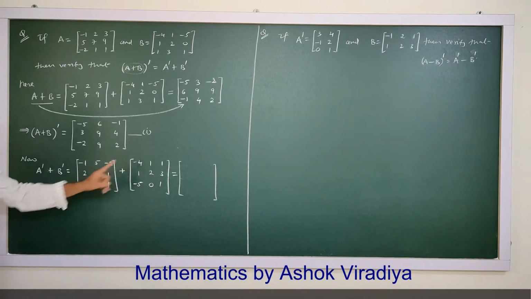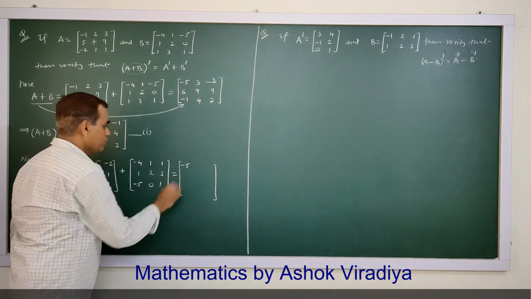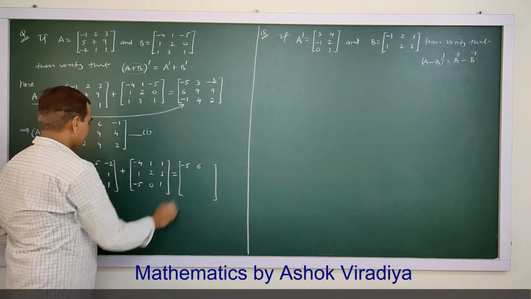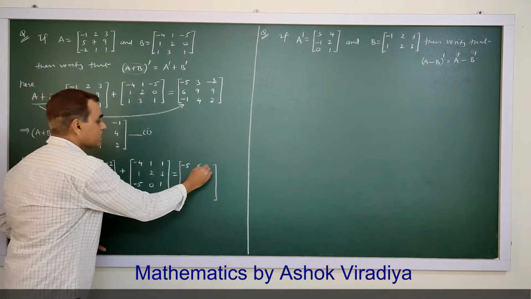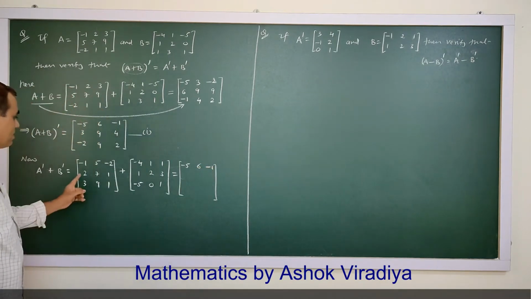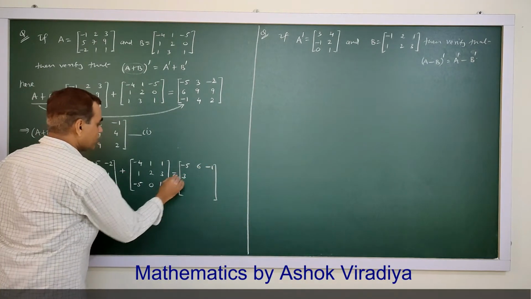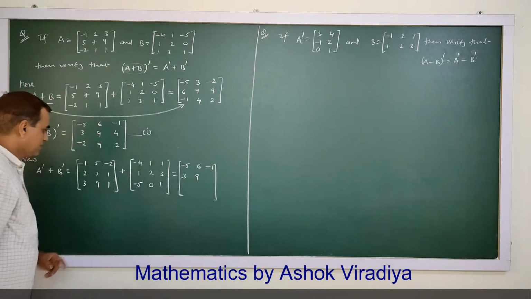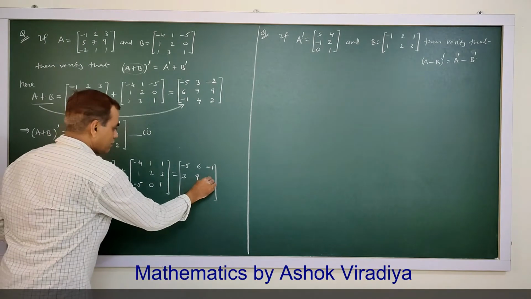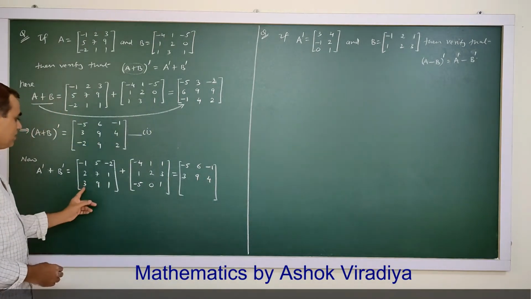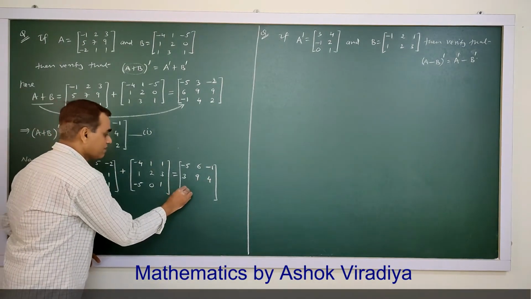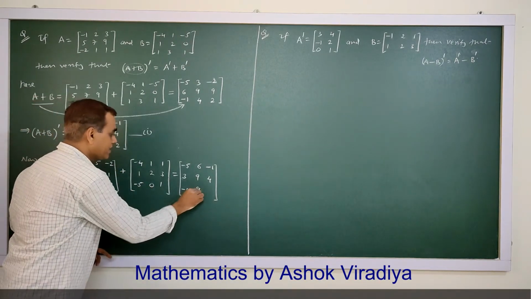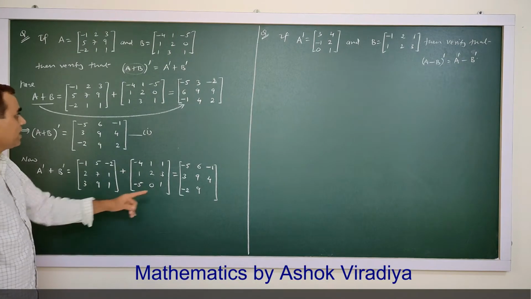Minus 1 plus minus 4 is minus 5. 5 plus 1 is 6. Minus 2 plus 1 is minus 1. 2 plus 1 is 3. 7 plus 2 is 9. 1 plus 3 is 4. 3 plus minus 5 is minus 2. 9 plus 0 is 9. 1 plus 1 is 2.